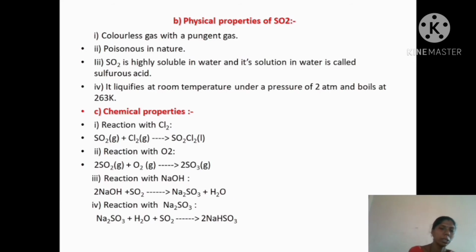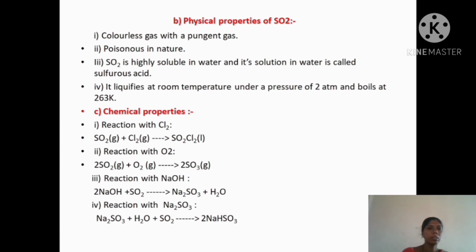Then next, physical properties of sulfur dioxide. First property, sulfur dioxide is a colorless gas with a pungent smell. It is poisonous in nature. Sulfur dioxide is highly soluble in water and its solution is called sulfurous acid. Then fourth property, it liquefies at room temperature under a pressure of 2 atmospheres and boils at 263 Kelvin.